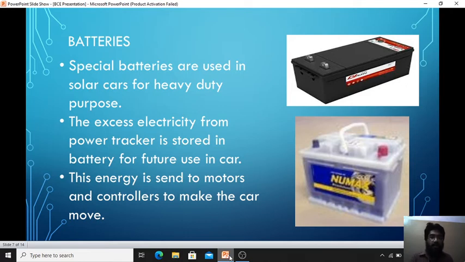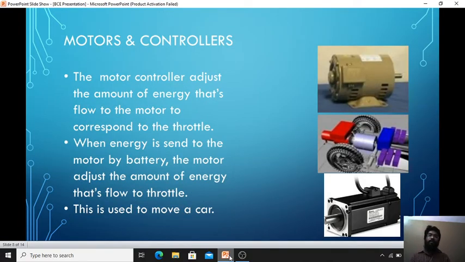The energy is sent to the motors and controllers, and the motors and controllers are now going to rotate and do all the stuff which the car is supposed to do, how the engine brakes, all the things behind it. Now, what do the motors and controllers do? The motor controller adjusts the amount of energy that flows to the motor to correspond to the throttle. Now what's the meaning of throttle? Here we read the word throttle. It's a new word for us.